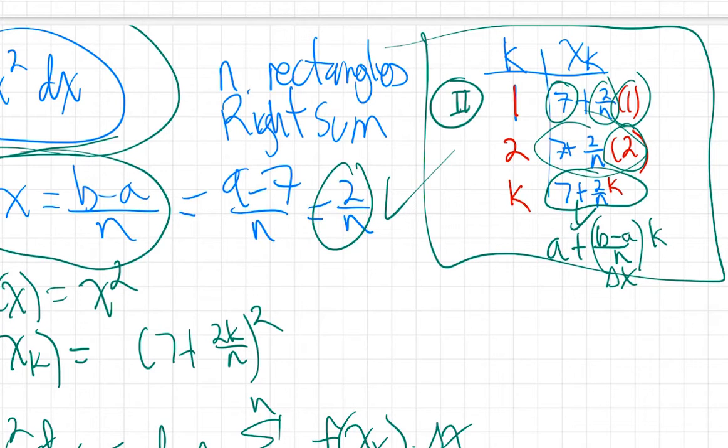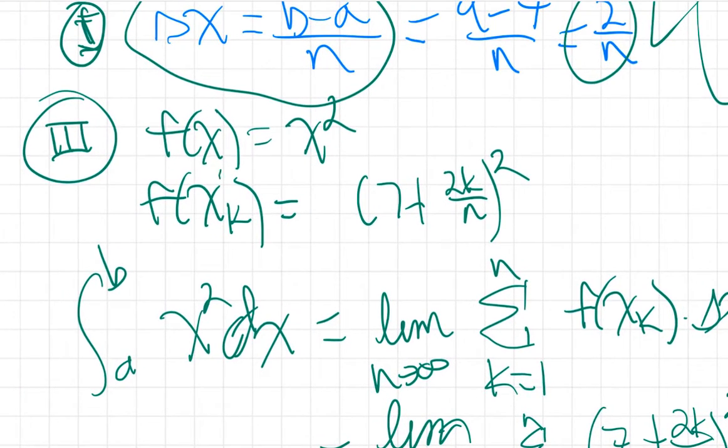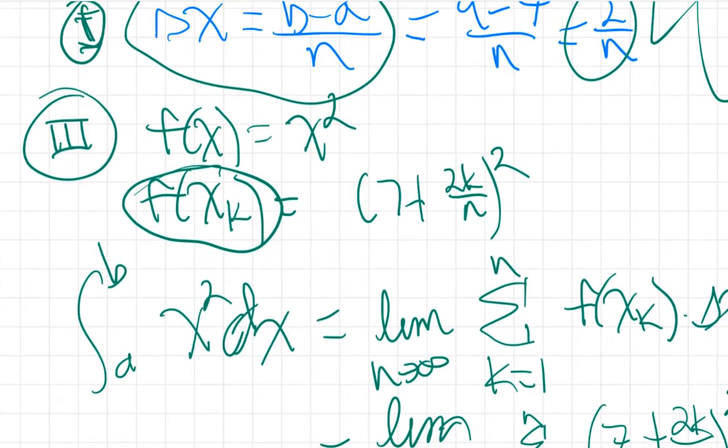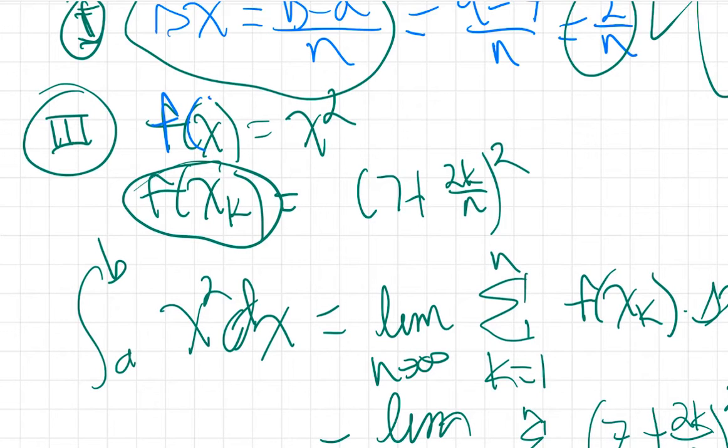Part 3 is developing the height. I always do it in 2 parts. I write f at x first, which is the original function that's given. Then I write f at xk. Well, what's f at xk? That's the height, the y value, for each rectangle. This represents xk, so f at xk is xk squared, and xk squared is 7 plus 2k over n squared.